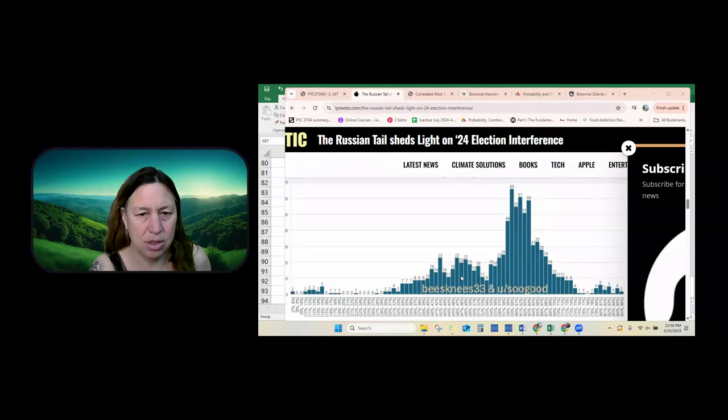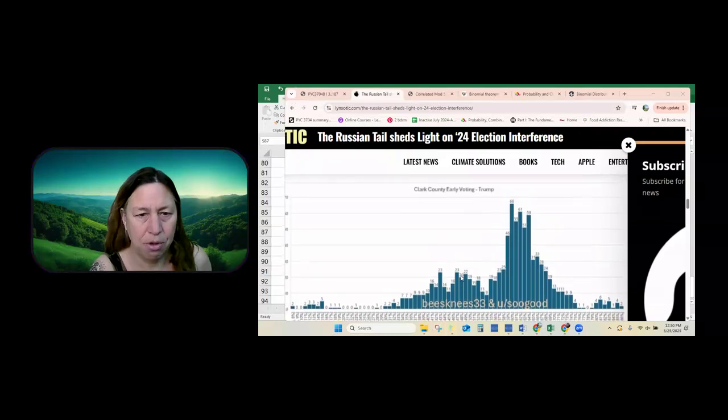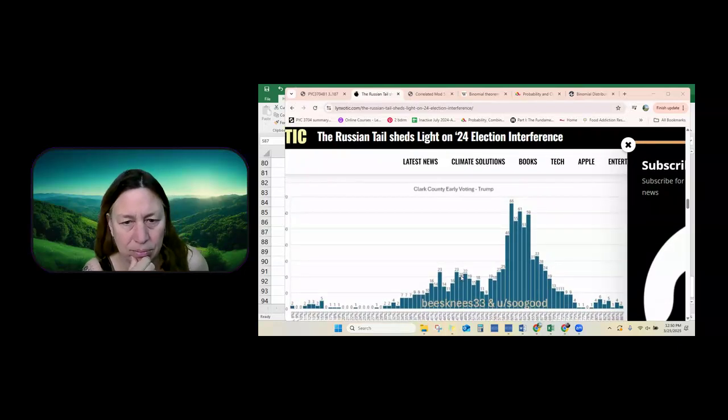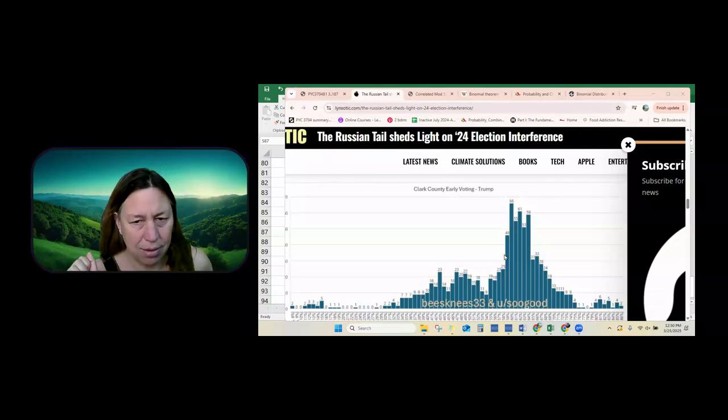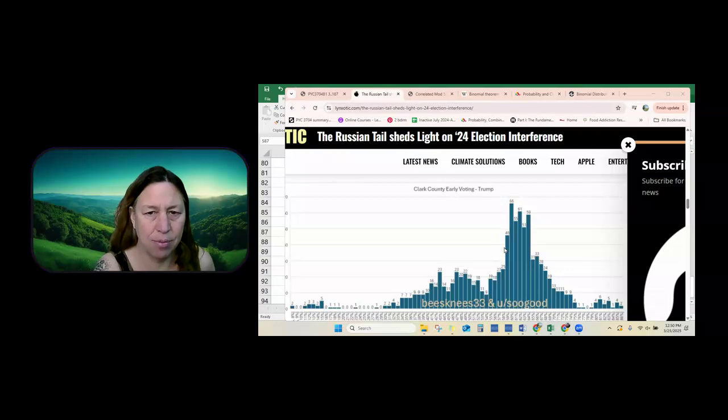Here we have a Russian tail. This was the early voting counting for Trump. Can you see that this is skewed to the right, which means that it is a negative. There's more on this side than on this side.